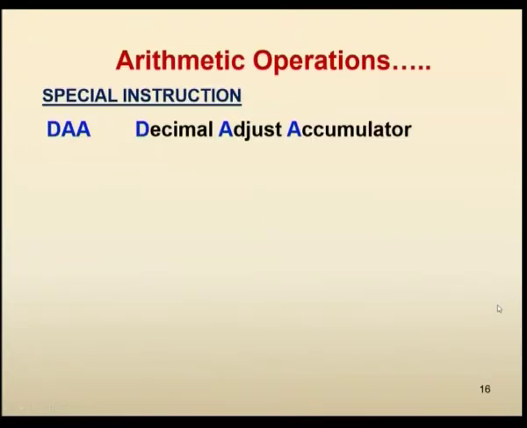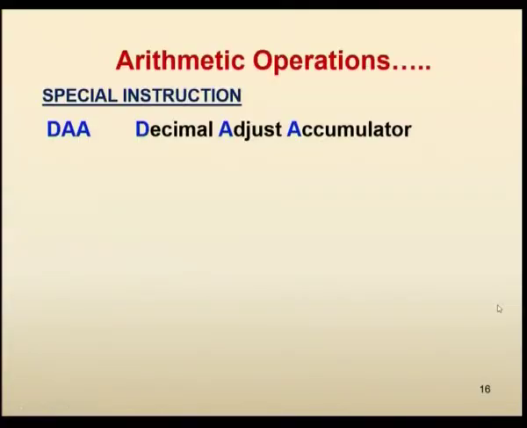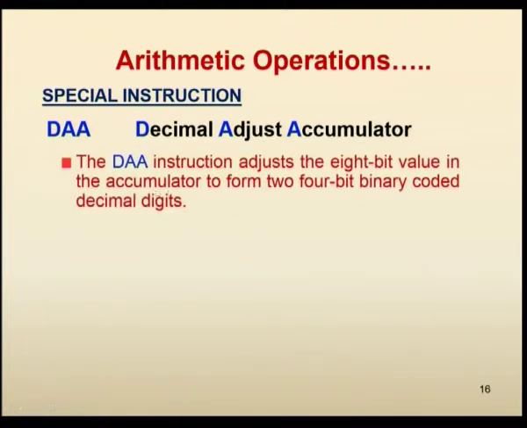Then of course, let us see a few special arithmetic instructions. One is decimal adjust accumulator. This is a very important instruction which is used for BCD number addition and subtraction. As you are all aware, a BCD number means a decimal number. So 85 is a decimal number. 5 can be written in the binary form and 8 can be written in binary form, and that is called the BCD number notation.